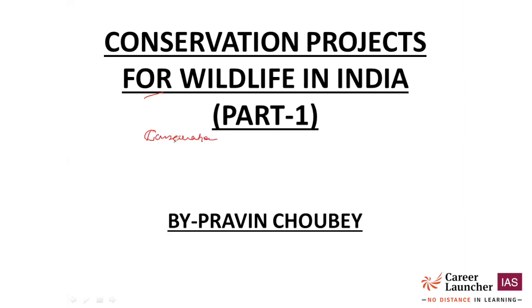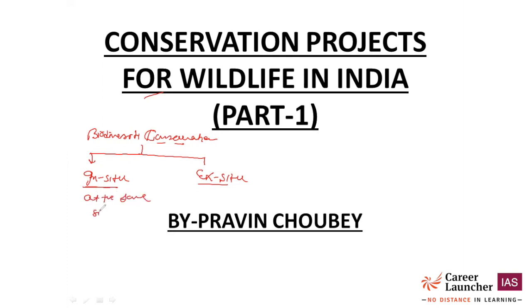When we talk about conservation, it means we are talking about biodiversity conservation. And what are the different modes of conservation? There are two different modes of conservation. The first one is called in situ conservation and the other one is called ex situ conservation. In situ conservation means conservation of species in their natural habitat, at the same site, on the spot. When we conserve species in their natural habitat, that process is called in situ conservation.